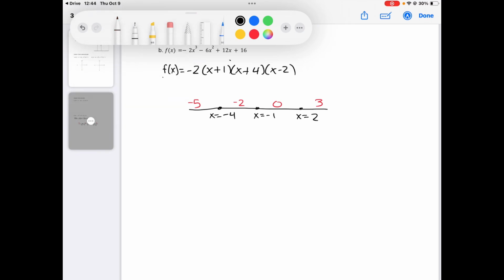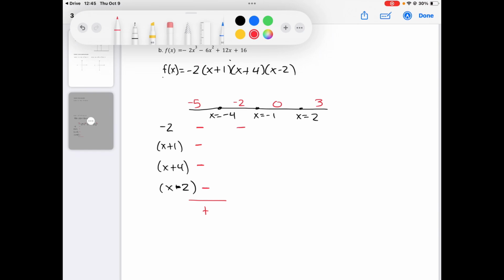And then I'm going to write my factors down on the left-hand side. So I've got minus 2, x plus 1, x plus 4, and x minus 2. And then I'm going to substitute in my test value to check the sign. So the first one is minus 5. Minus 5 plus 1 is going to be a negative number. Minus 5 plus 4 is also a negative number. And then minus 5 minus 2 is also a negative number. So overall, the function is going to be positive in that interval.